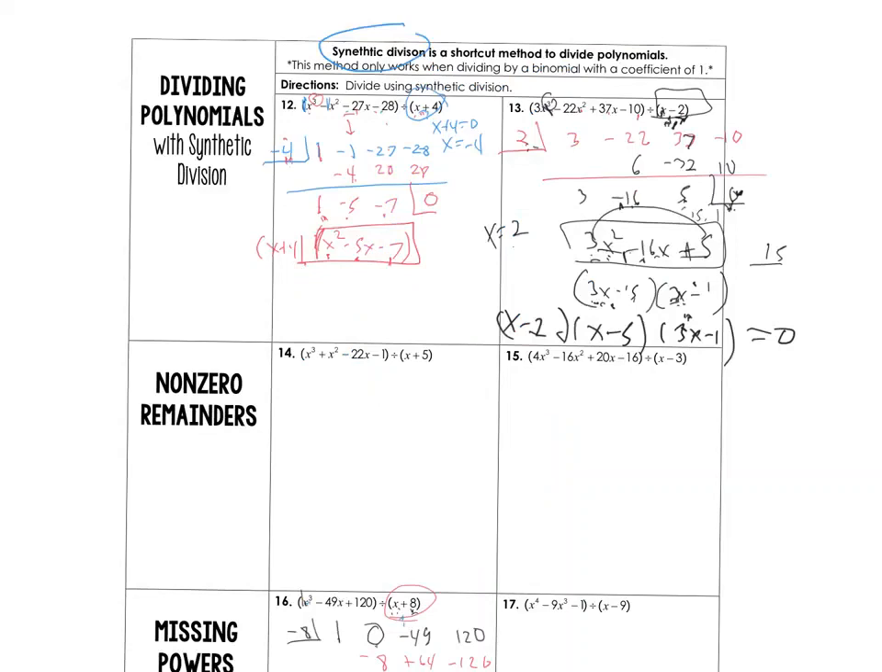When you divide with synthetic division, you can only divide by a linear. I don't know why I gotta lock this page here, hold on here.